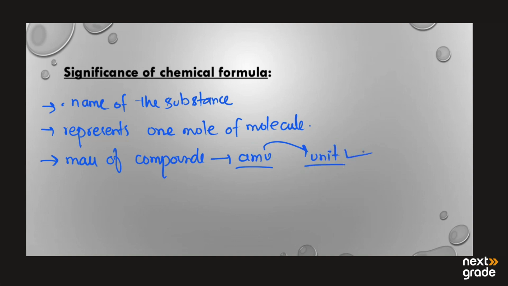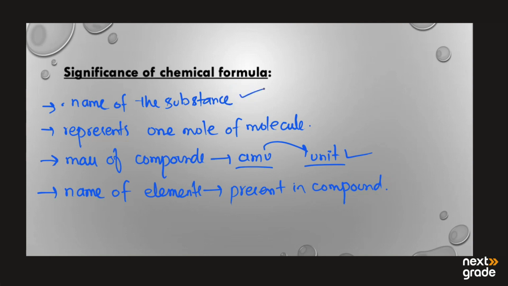Next, it also tells the names of the elements present in the compound. So this is the main significance of the chemical formula. It tells the name of the substance. It represents 1 mole of the molecule. It represents the mass of the compound.